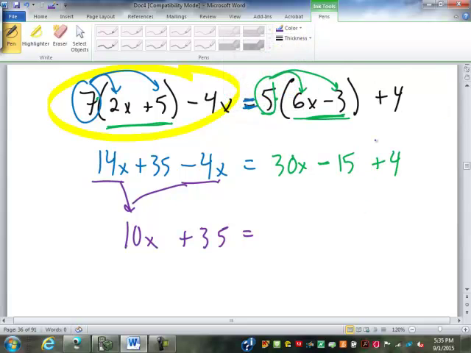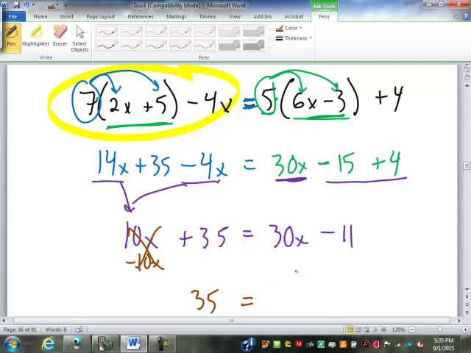And we can combine. Is there anything to combine with the 30x? Nope. Negative 15 and positive 4 make? Perfect. Negative 11. Now we've reduced everything we can on each side, but there's still a variable on both sides. So we have to get rid of one of them. Which one are we going to get rid of? The 10x. That's gone, leaving us with 35 here.